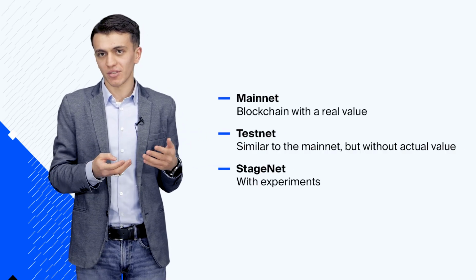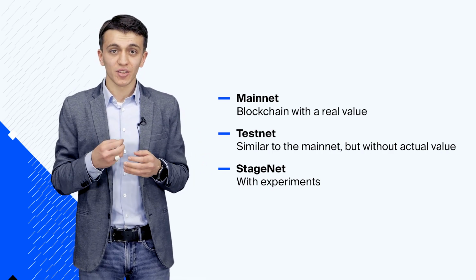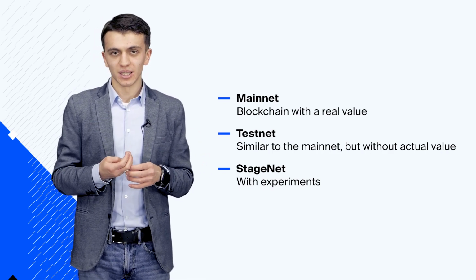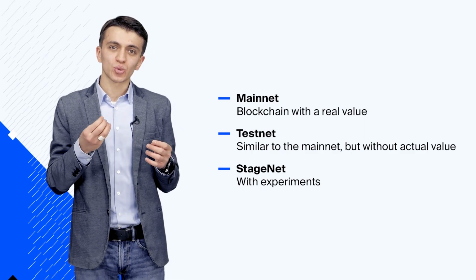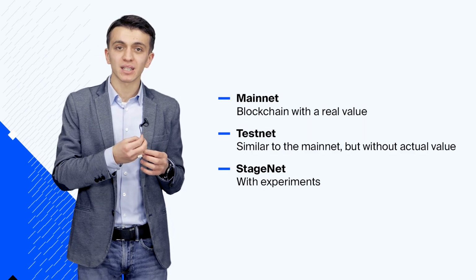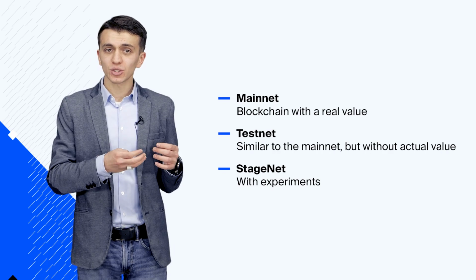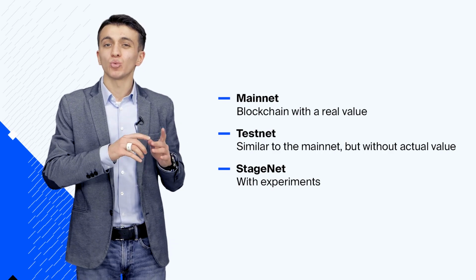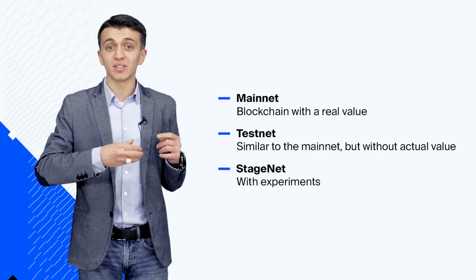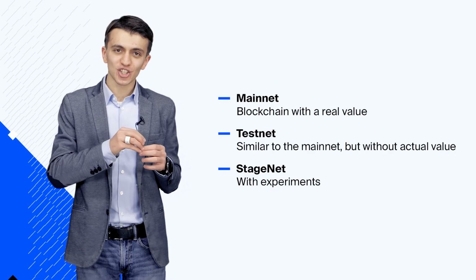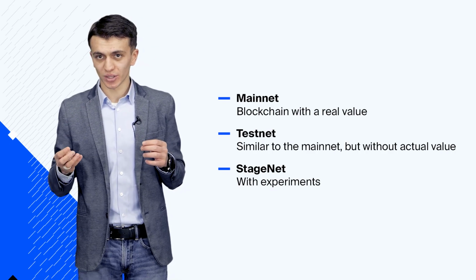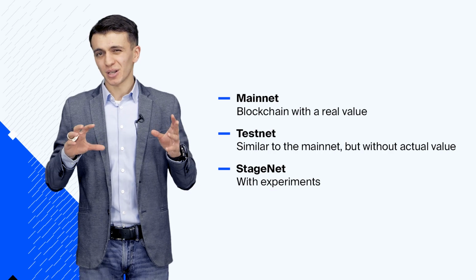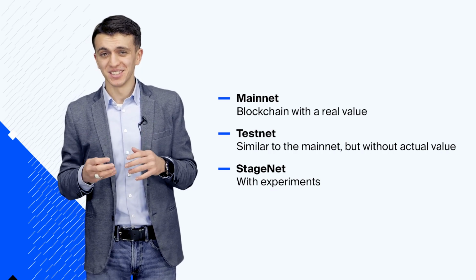Mainnet is obviously the production network. This is a blockchain with real value, while Testnet is a network to test your products and dApps in an environment similar to the production environment, but without financial risks during the testing period. StageNet is an experimental network with all the new features, but usually with some bugs as well.